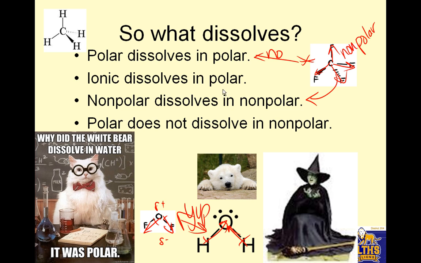All right. Ionic things dissolve in polar solvents because they have positive and negative. Positive and negative. All right. And polar is opposite charge. Ionic is positive and negative. Nonpolar dissolves in nonpolar, and polar does not dissolve in nonpolar.